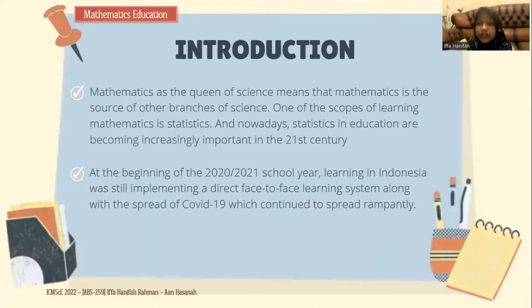Mathematics, as the queen of science, means that mathematics is the source of other branches of science. One of the scopes of learning mathematics is statistics. And nowadays, statistics in education is becoming increasingly important in the 21st century. At the beginning of the 2020 to 2021 school year, learning in Indonesia was still implementing a direct face-to-face learning system along with the spread of COVID-19, which continued to spread rapidly. With this kind of learning, mathematics learning becomes inefficient.